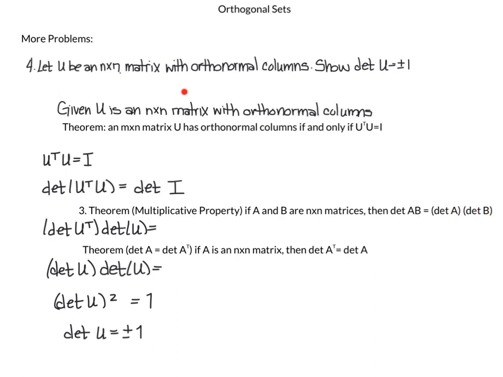So here it is n by n, it is square. So determinant of U transpose U is equal to determinant of U transpose times determinant of U. Then again, we have another theorem from a long time ago that says determinant of A is equal to determinant of A transpose. So determinant of U transpose is just equal to determinant of U. So we have determinant of U squared is equal to the determinant of I, which is 1, which means determinant of U must be equal to plus or minus 1.